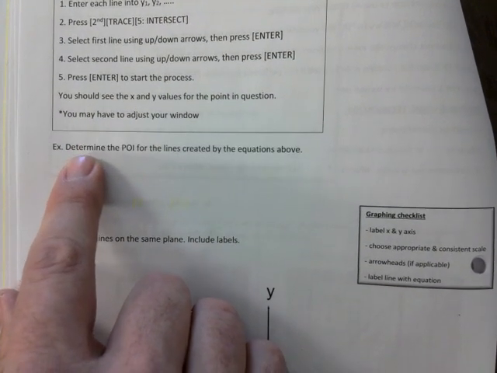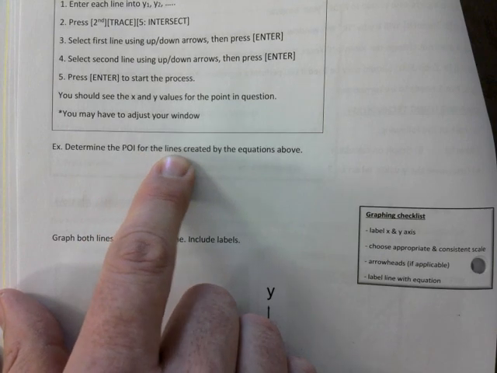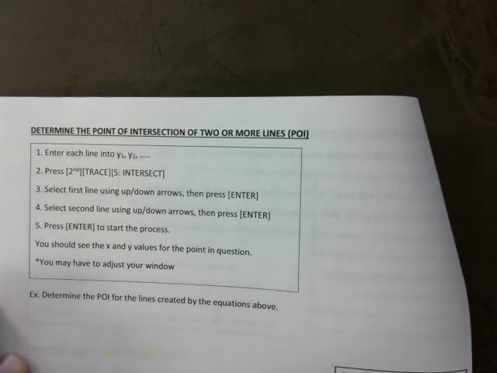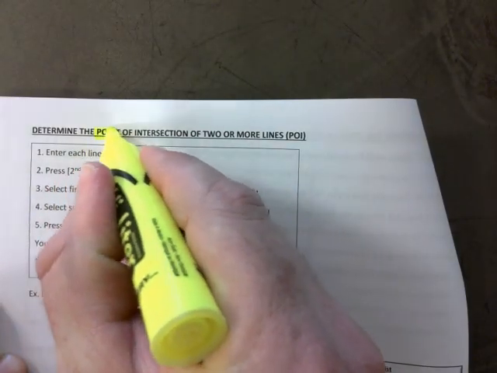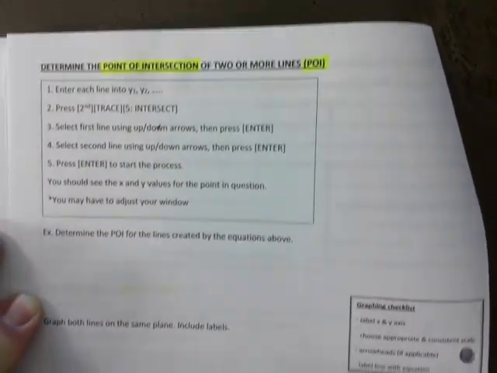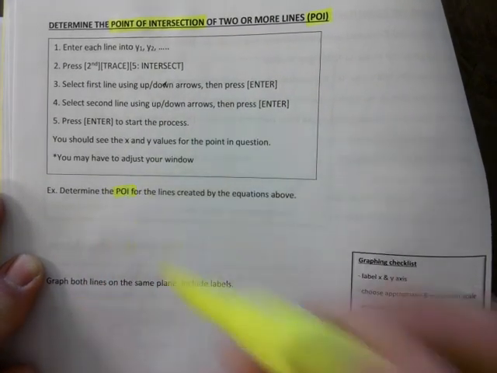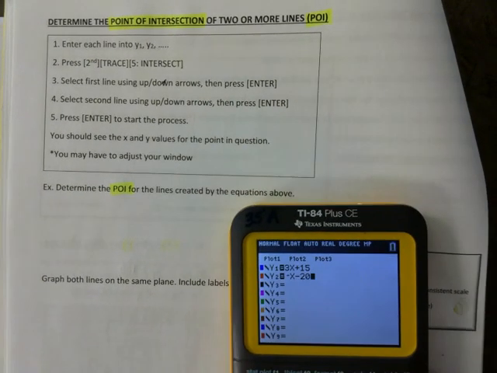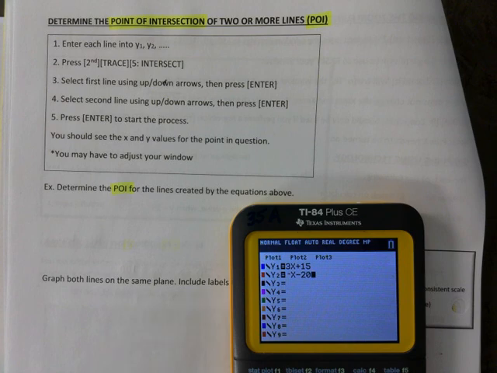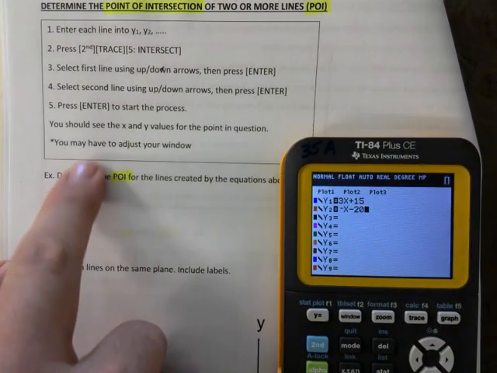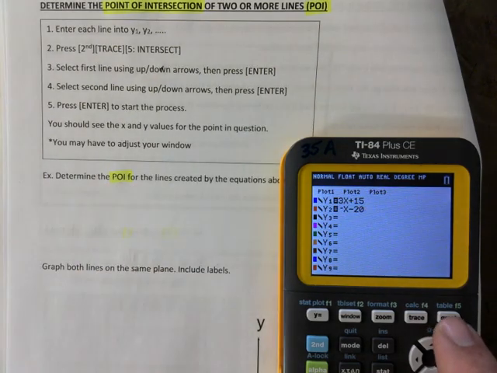So let's determine the POI for the lines created by the equations above. What is POI? It says it right up there. The point of intersection. And there's that word POI right there. So don't let that scare you. POI, here it is again. We're just going to find the point of intersection. Let's do that together. Very important, guys, because if the point of intersection is not on your graph, you're not going to get full marks, okay? It has to be on there. And before I start graphing, I find the POI. So let's graph this, hit graph.